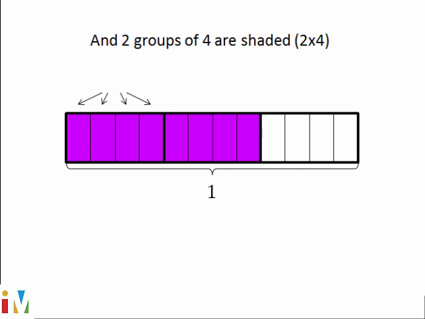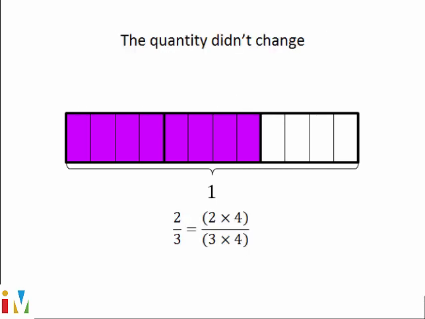Each of the original pieces that were shaded is now divided into 4 pieces, so there are 2 groups of 4, or 2 times 4 pieces shaded. We haven't changed the amount that is shaded, we have only partitioned it into smaller equal-sized pieces. So 2/3 equals 2 times 4 over 3 times 4. Note that there is nothing special about this example.